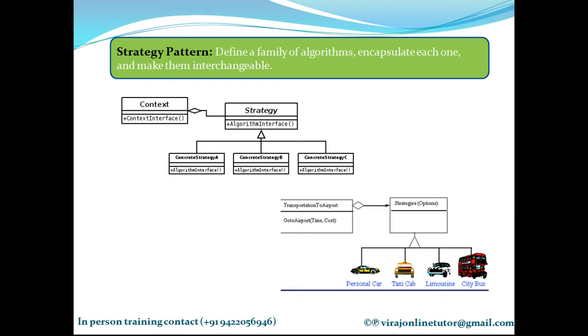I'll give you a very simple example which is on the screen here. Suppose you need to go to the airport from your home. So what are the different options that you have to go from your home to your airport? The different options are personal car or a cab or a limousine or a city bus. So you can go to the airport using one of these options, right? So the design pattern that we need to use is strategy.